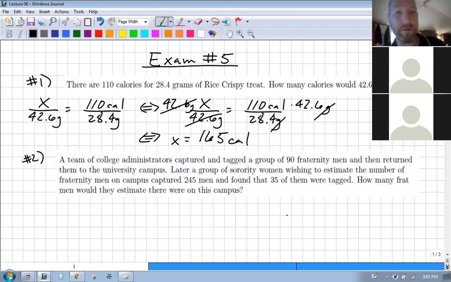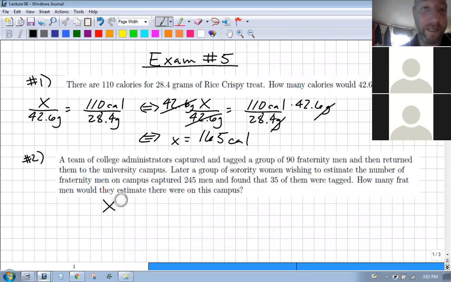So for number 2, a team of college administrators captured and tagged a group of 90 fraternity men and then returned them to the university campus. Later, a group of sorority women wishing to estimate the number of fraternity men on campus captured 245 men and found that 35 of them were tagged. How many frat men would they estimate there were on this campus?